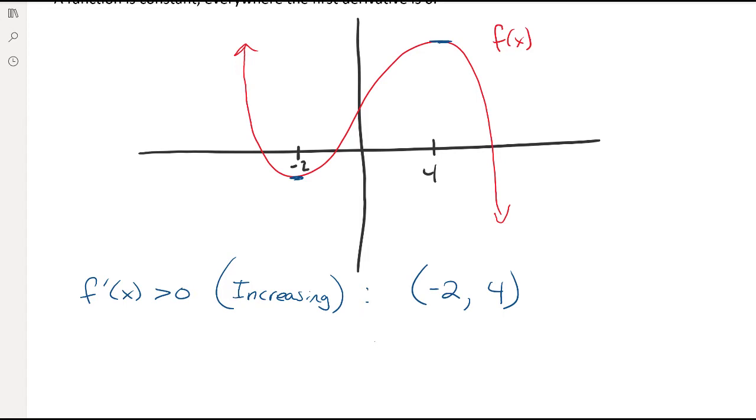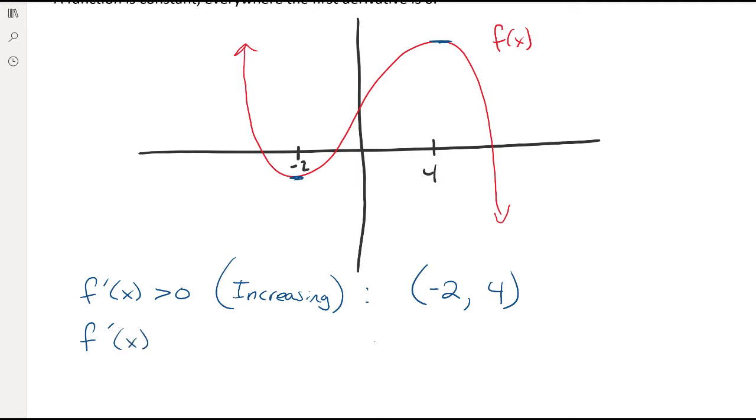Early in the semester, even in your college algebra class, they told you for increasing and decreasing, always use parentheses. Now we can formally explain why that's the case. The reason we use parentheses is because at -2 and at 4, our function is actually constant. It's neither increasing nor decreasing. Because it flattens out there, the derivative there is actually 0.